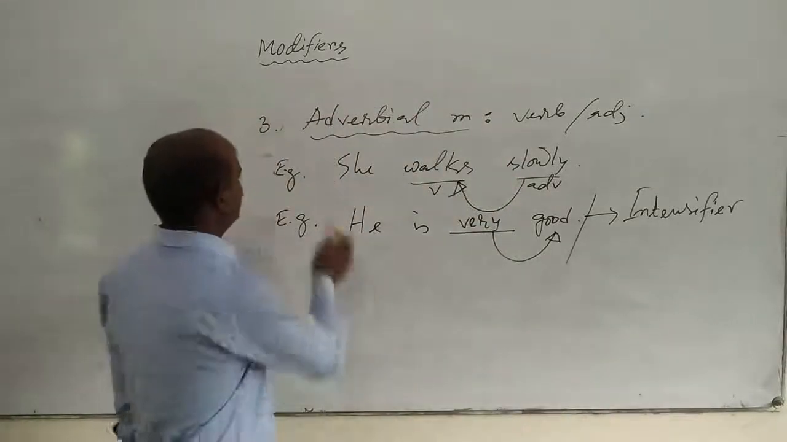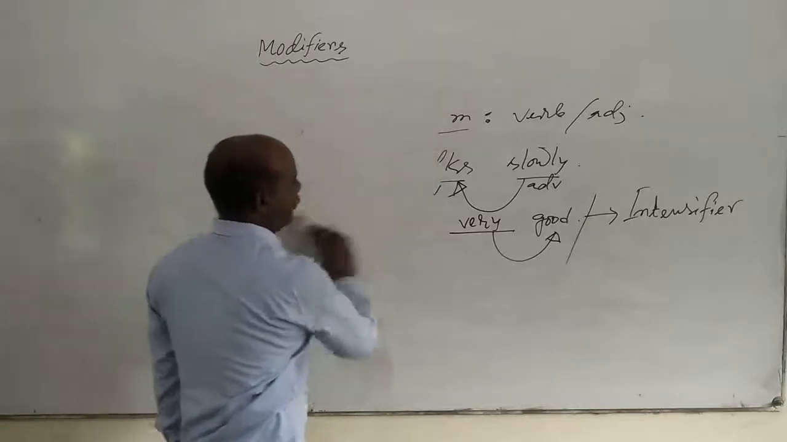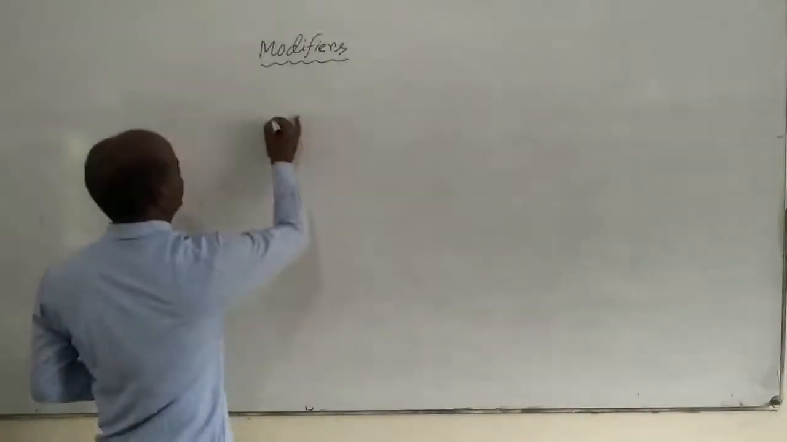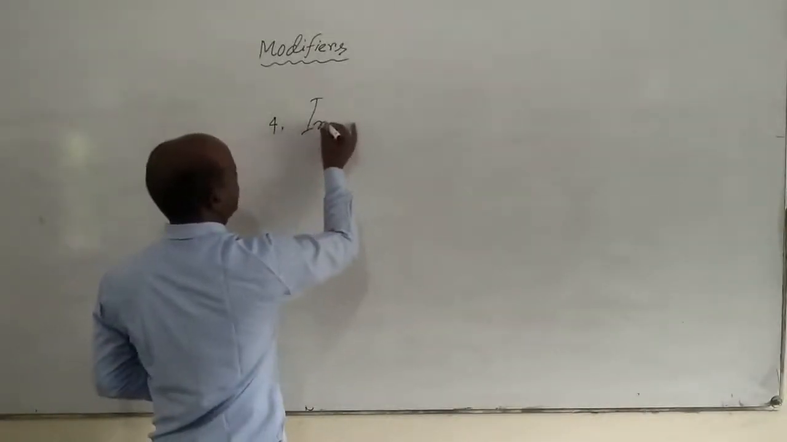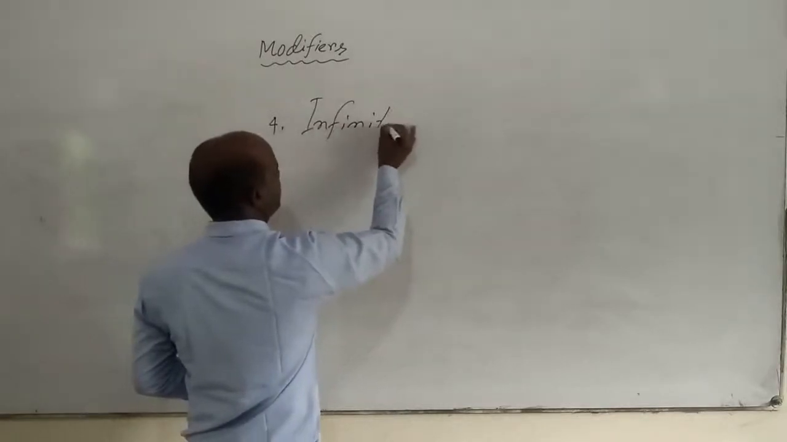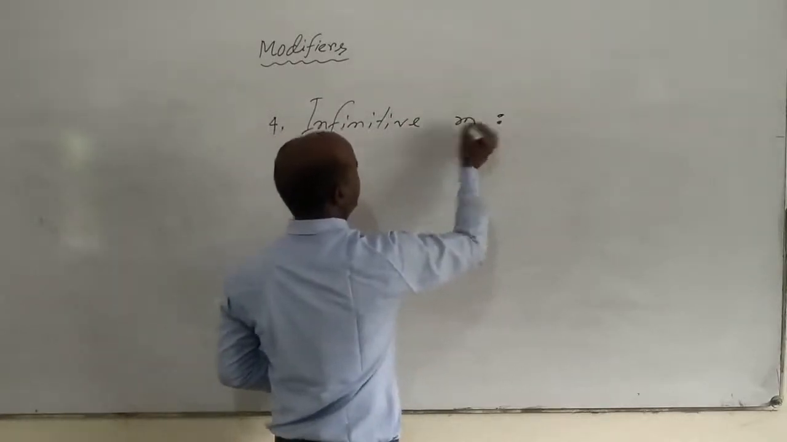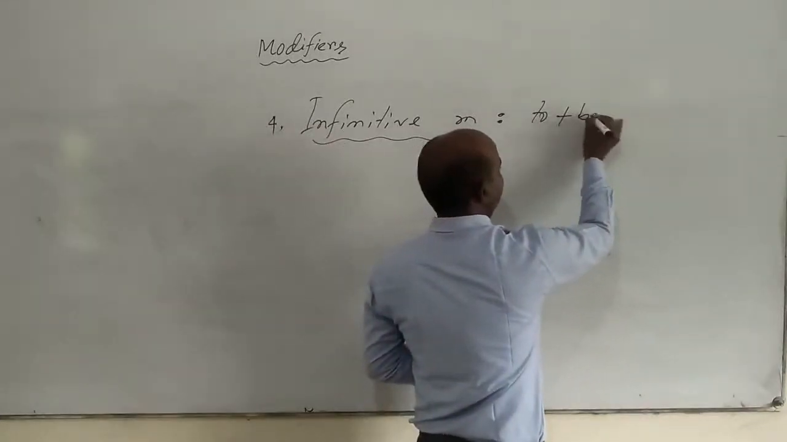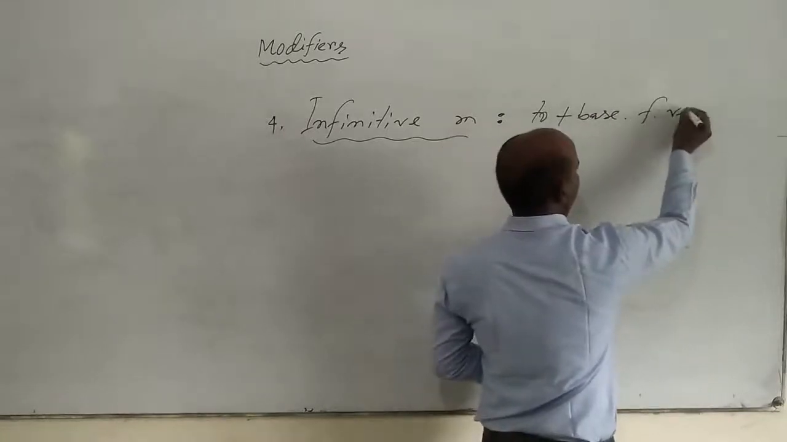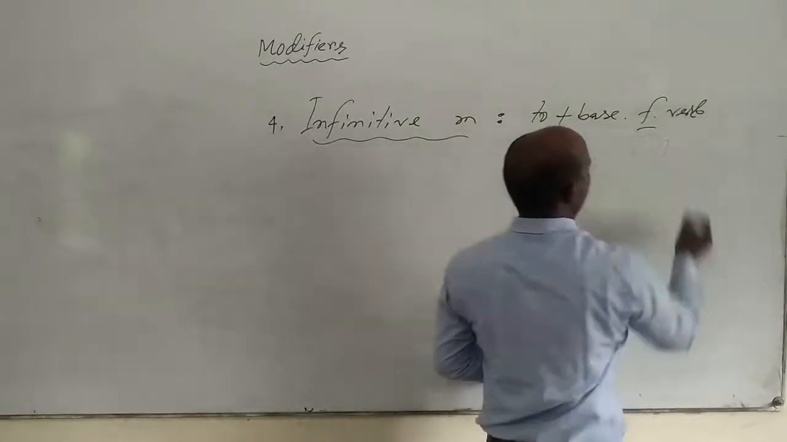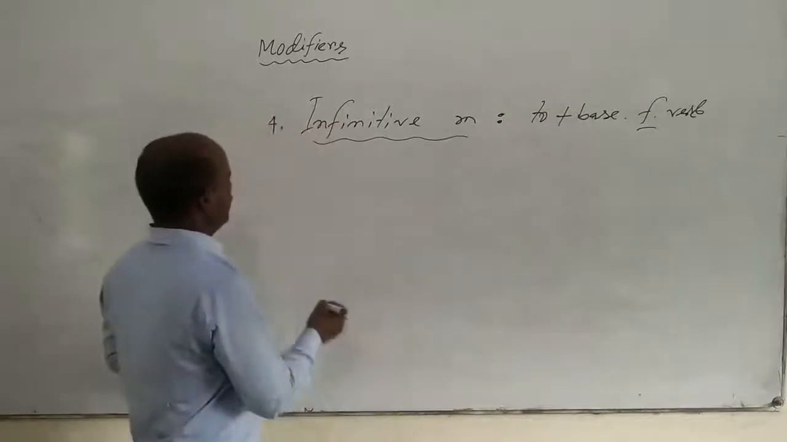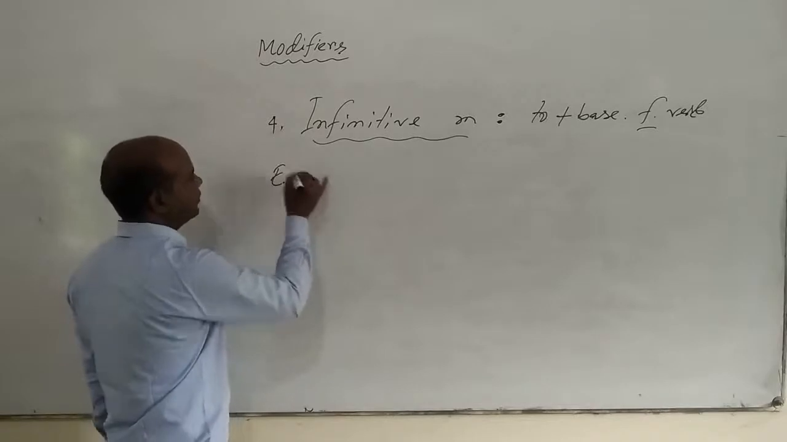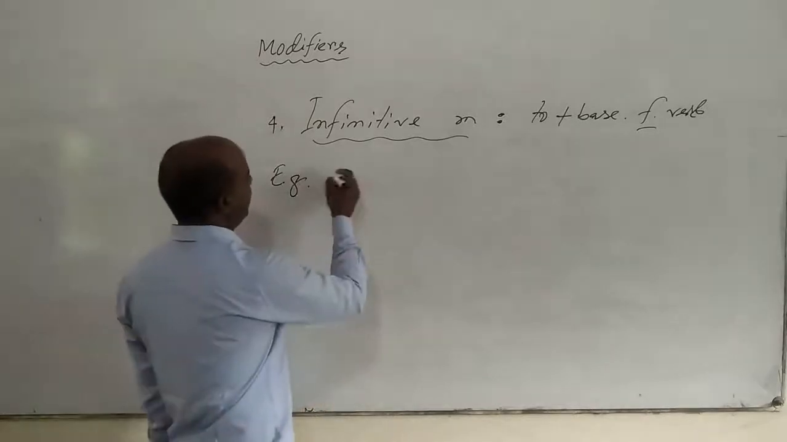Now we should go to rule four. Infinitive modifier. Infinitive modifier is to plus the base form of a verb. So we will learn in this example what an infinitive modifier is.